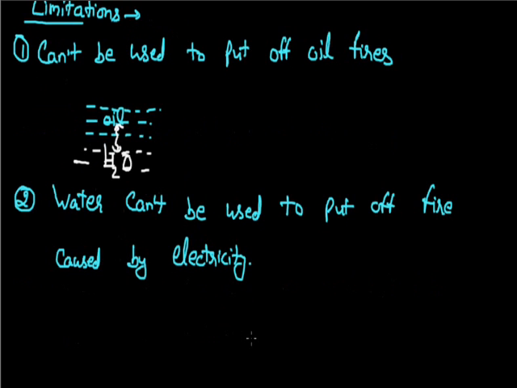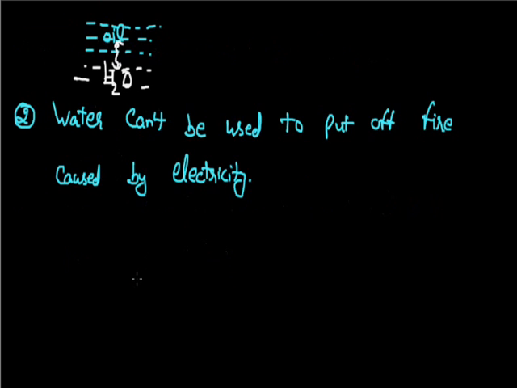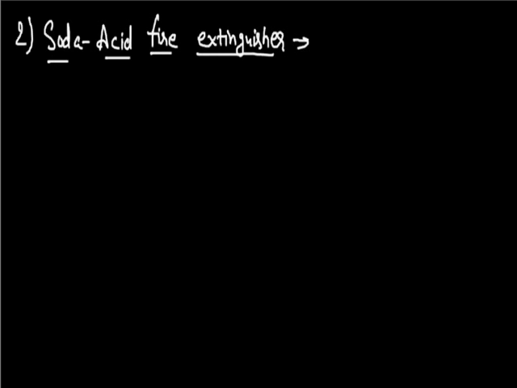That is about the principle and the limitation associated with this fire extinguisher. Now we will be dealing with the second kind of fire extinguisher, that is the soda acid fire extinguisher. In this type of fire extinguisher, we use carbon dioxide gas to put off fire.